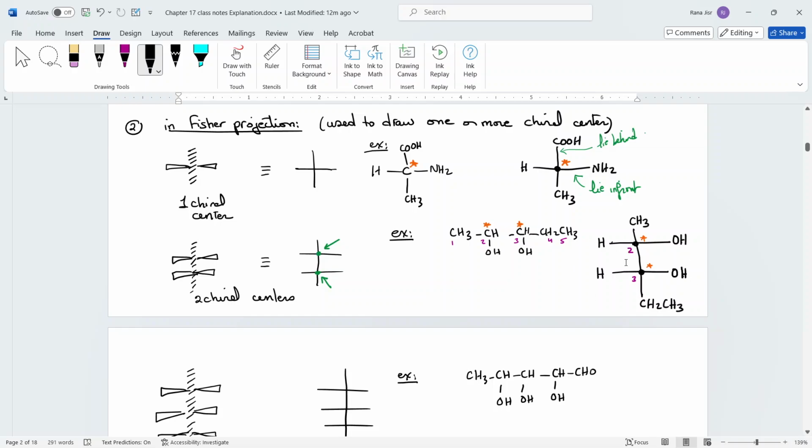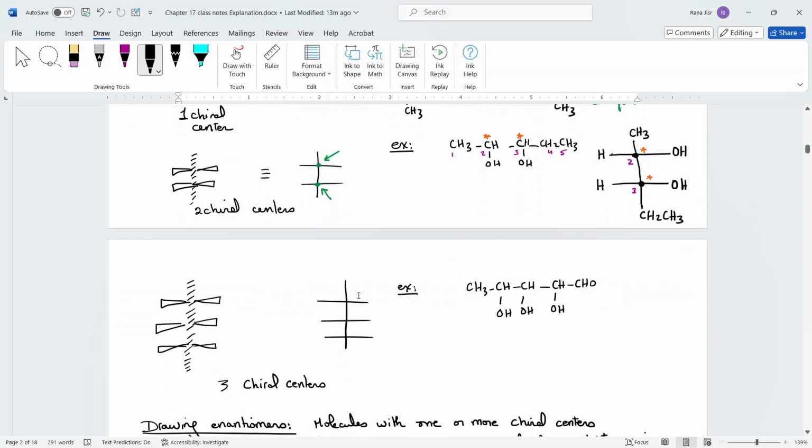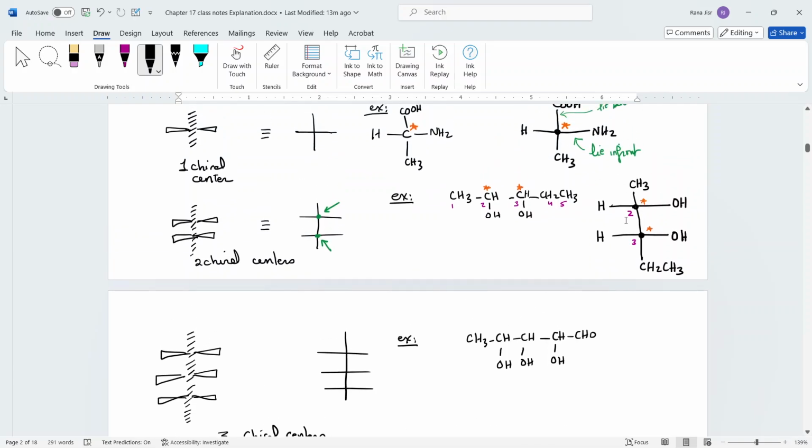So it really doesn't matter where to put your hydrogens and OHs, but make sure that the carbon chain is along the vertical line. Locate every chiral center, see what it is connected to, and go ahead and draw the groups. Okay, let's have another example. And you can easily see here how the Fisher projection is kind of like an easy way to represent a structure with more than one chiral center.